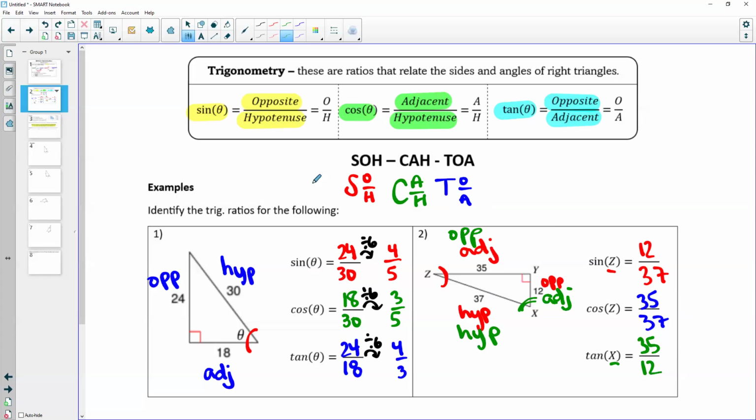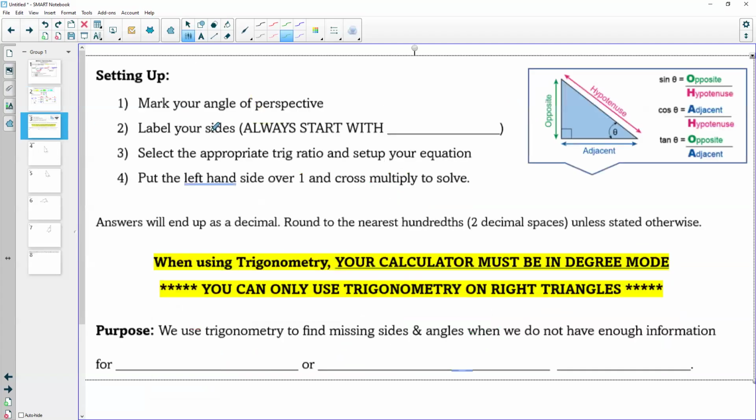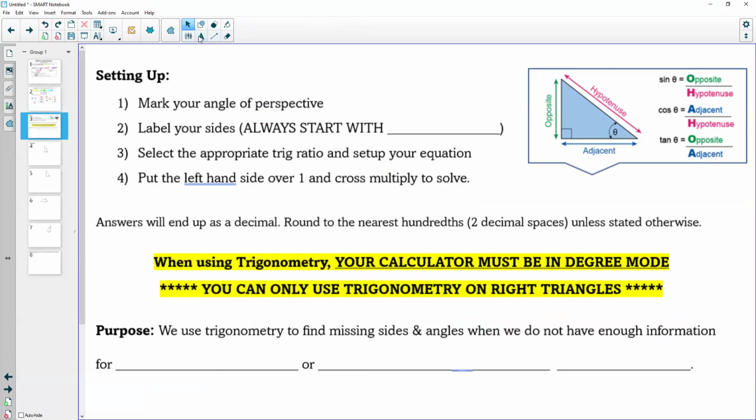Okay, let's go ahead and move on with the notes, and we can start to see how trigonometry is helpful for us to find missing sides of a right triangle. So what you'll see here in the next section of the notes is how to set up our equations when it comes to solving for missing sides using trigonometry. So here are some steps that you can follow. The very first thing you want to do is mark your angle of perspective. After you mark your angle of perspective, then you're going to label your sides. You're always going to start with the hypotenuse. So always start labeling with the hypotenuse first.